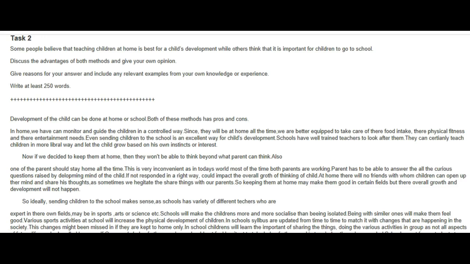The task is: some people believe that teaching children at home is best for a child's development while others think it is important for children to go to school. Discuss the advantages of both methods and give your own opinion.